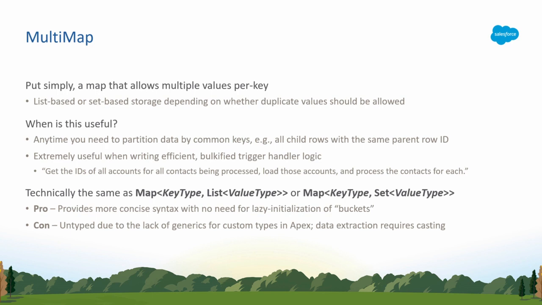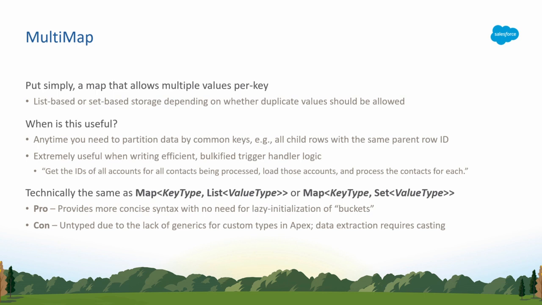Lists and arrays are basically interchangeable in Apex, so ordered collections of elements. Sets, unique unordered collections of elements, and maps, basically associative arrays or key-value pairs. Well, what is a multi-map? Pretty simple. It's a multi-valued map.